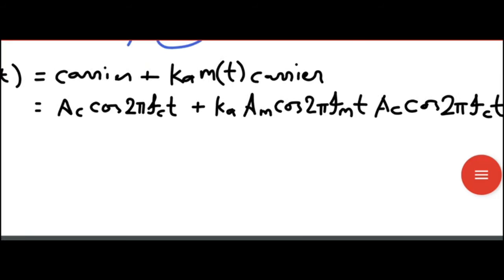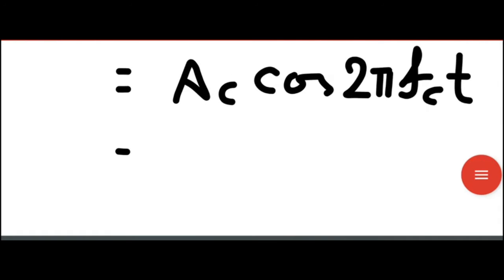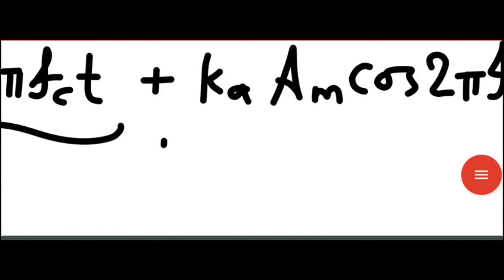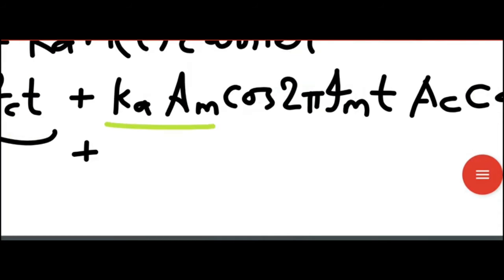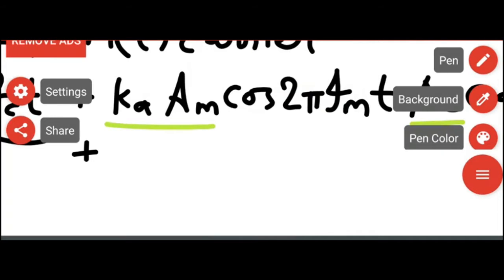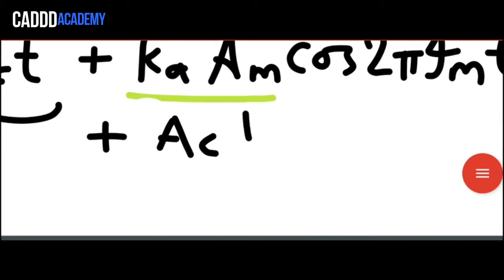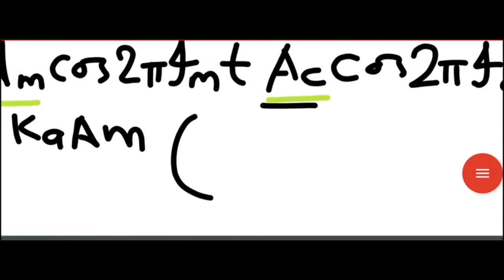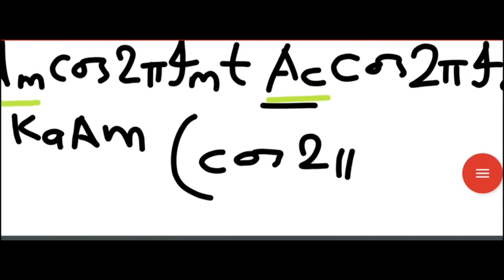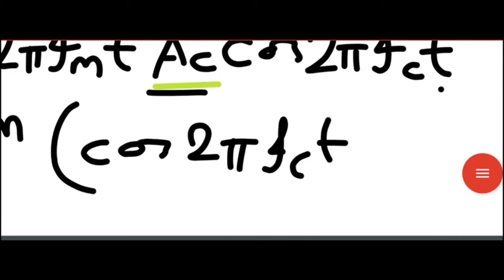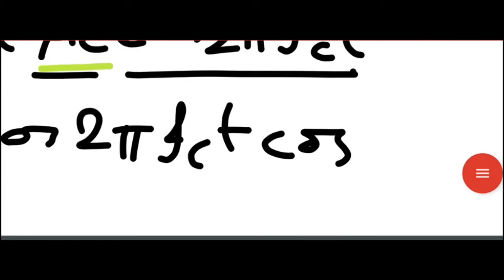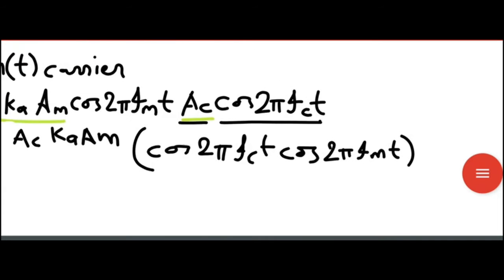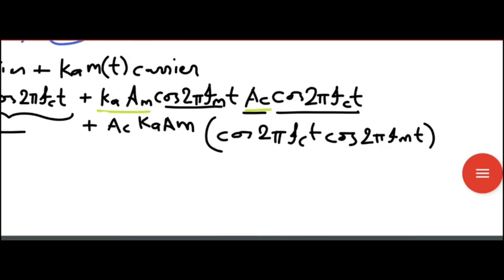Okay, so this is the equation. Now we will solve it. This term will be here as it is, and now plus. Here we have three things like KA, Am and AC. So we will write AC KA Am. Now what is left here? Cos 2 pi fc t, this term, in multiplication with cos 2 pi fm t. Now we have this equation.